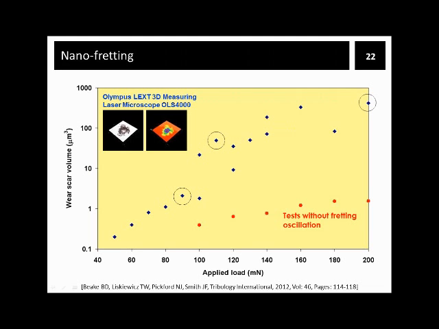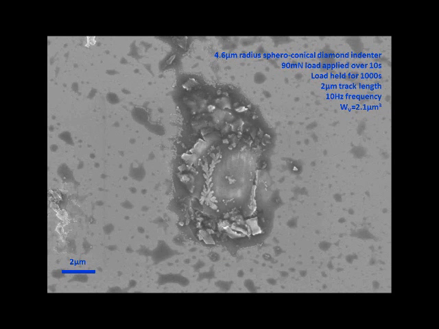So the three circles here indicate the wear scars captured on SEM images, which are here. So this is a fretting wear scar under 90 millinewtons load after 1000 seconds test. We see some agglomeration of wear debris, and measured wear volume in that case is 2.1 cubic micron.